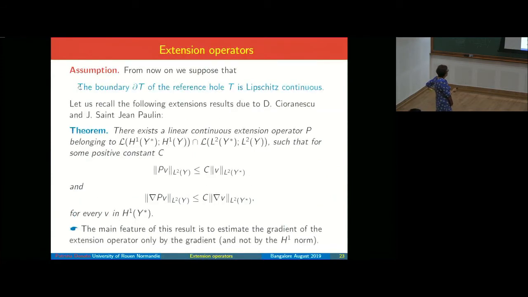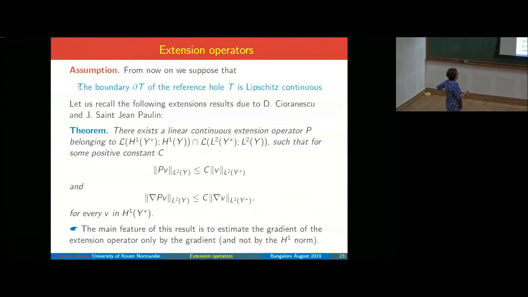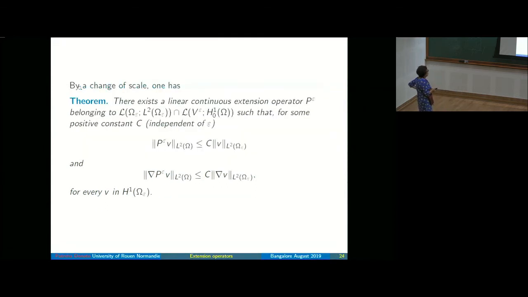You can show that you can estimate the gradient in L2 of the extension by the gradient of v in L2 of Y star. And this one is not the norm in H1, it's a part of the norm in H1, because there is not the norm of the function. Okay. Then one can make a change of scale.